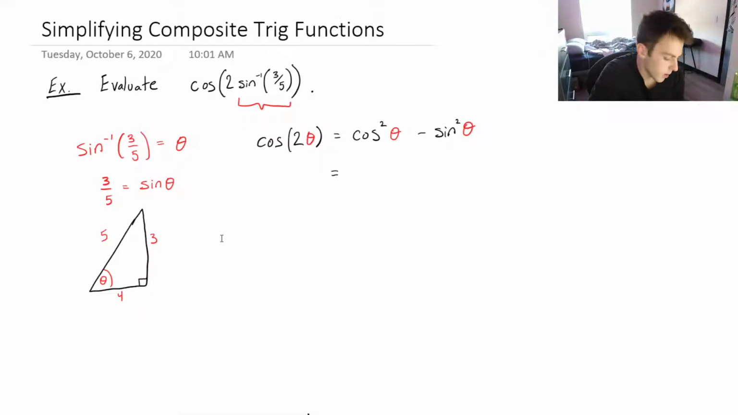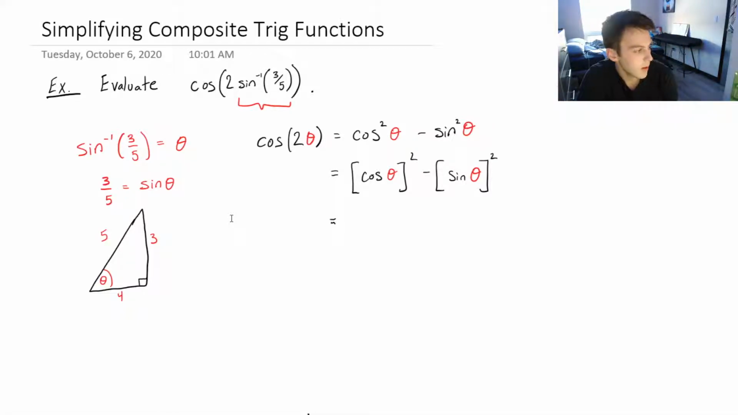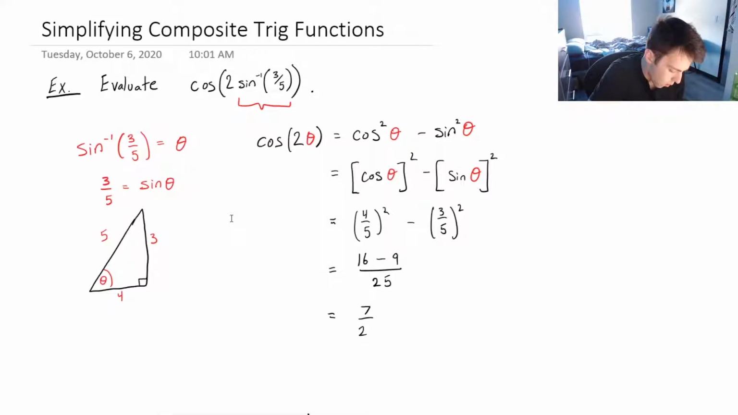Right? So really this is just cosine of theta squared minus sine of theta squared. And we can tell from our triangle what both those values will be. Cosine of theta will be the adjacent over the hypotenuse, so 4 over 5 squared. And then the sine of theta we've already determined to be 3 over 5, so this will be 3 over 5 squared. And now it's simply just math and evaluating this, and we'll have 16 minus 9 over 25, which will reduce to 7 over 25. And that's the exact form of our final answer.